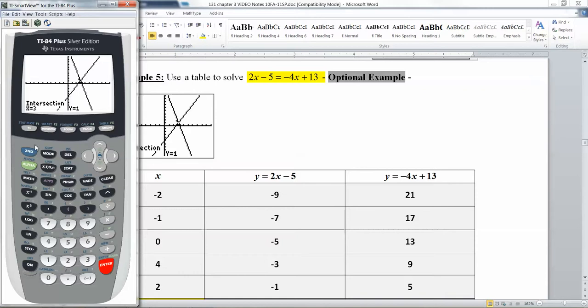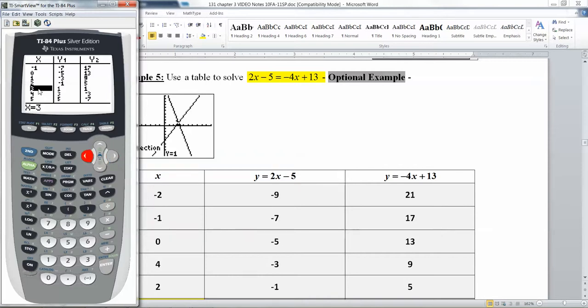Boom, you find it. Or if it's a whole number answer, you can spot it in the table. But of course, the table this way only works for whole numbers, at least the way we currently have it set up. There are ways to play with that, but I don't feel like covering it in this particular video. Okay, so you can spot it in the table on the calculator right there. See where they're both equal to 1, right?